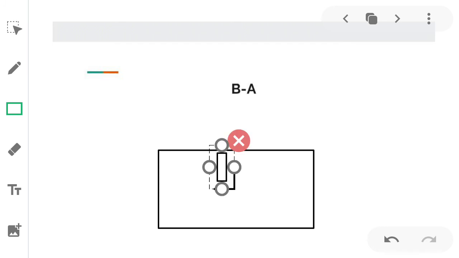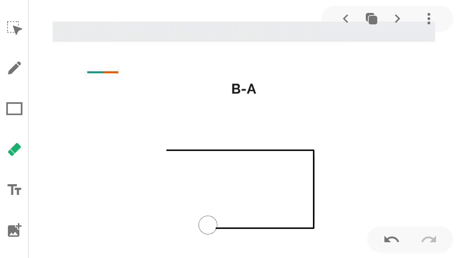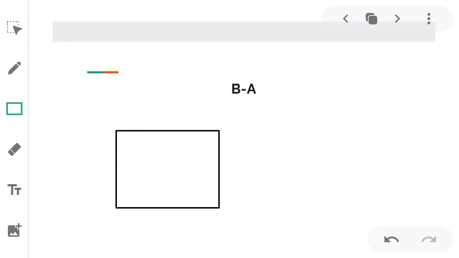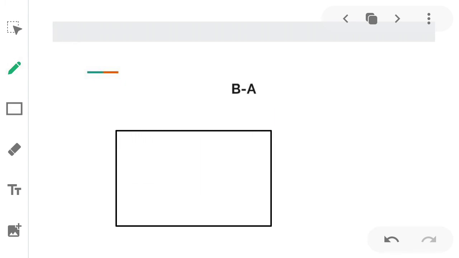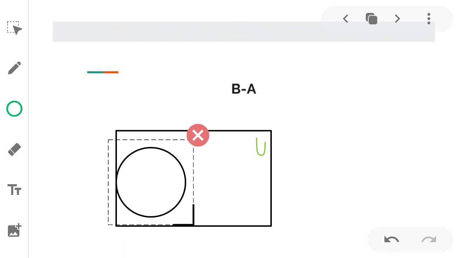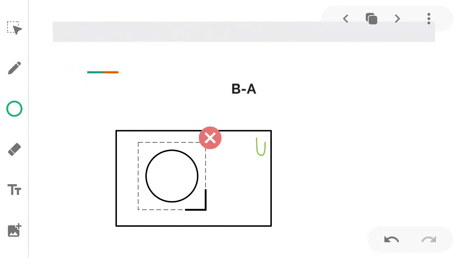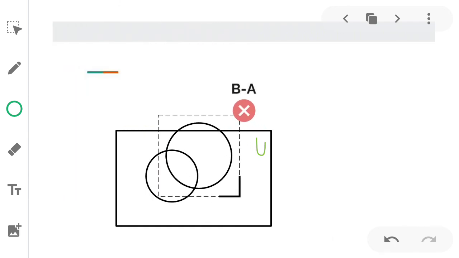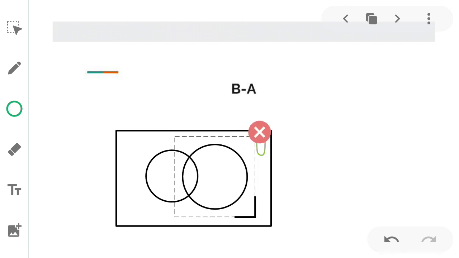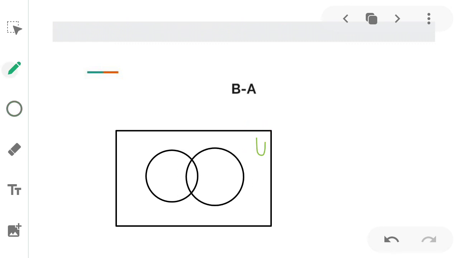Again we have to solve the next problem. Okay, I will correct it. Just wait. Okay, I will draw the rectangle. I will write here U. I will draw two circles. I need them somewhat smaller. Okay, so I have done the basic task. I will write this as A, this as B.